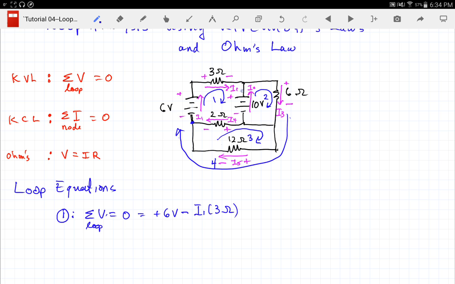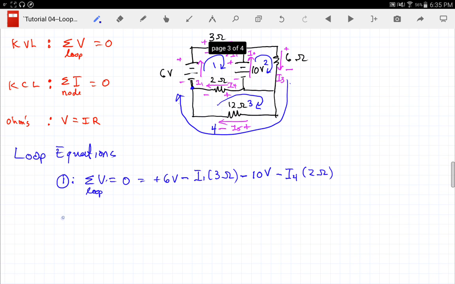Continuing on loop 1, it goes down through this power supply. So going from plus to minus means I'm dropping minus 10 volts. Then I'm going through the 2 ohm resistor to get back to where I started, going from plus to minus. So minus I4 times 2 ohms. So there I have a complete equation: 0 equals all of this stuff. I started and ended the same place. I have completed Kirchhoff's voltage law.